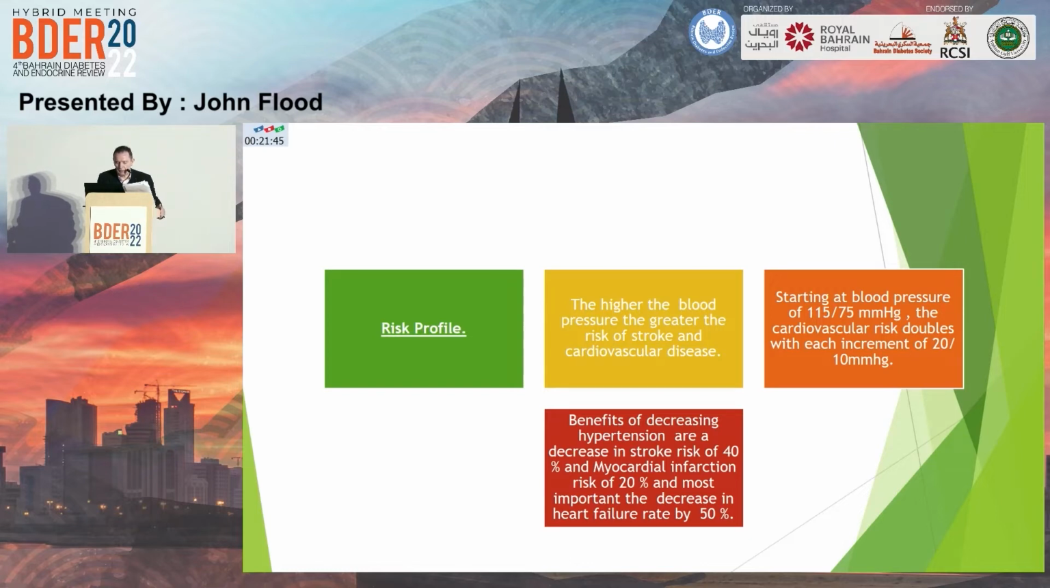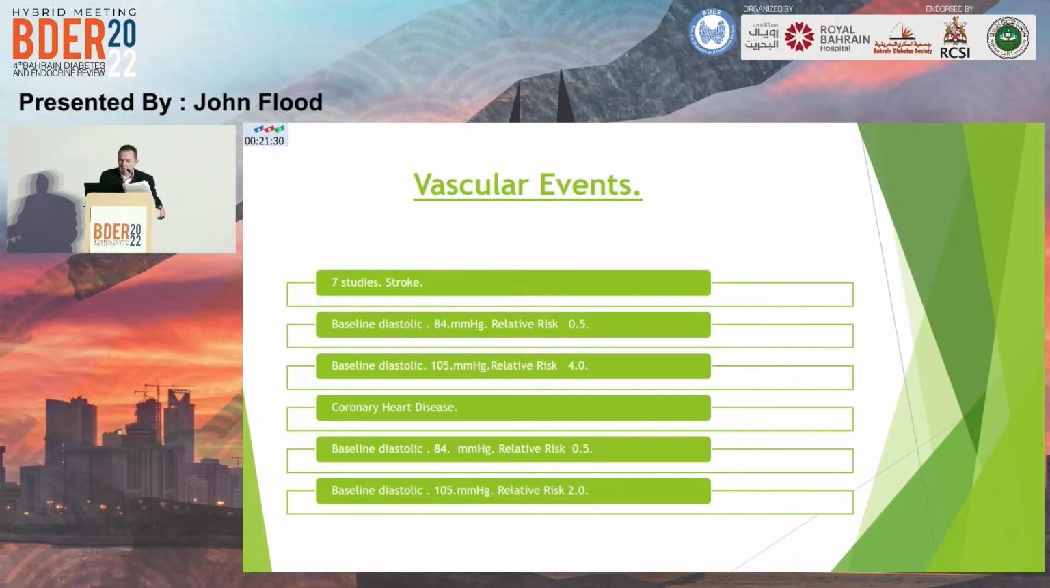So what is the influence of treatment? Well, the stroke rate drops by 40%, the myocardial infarction rate drops by 20%, and even more importantly, the heart failure rate drops by 50%. So it is really important to have good hypertension management. This is a summation of a number of studies I put together, and it shows that the risk for a cerebrovascular event is much more than the risk for coronary disease. As you can see, as your diastolic goes from 84 to 105, your stroke risk goes from 0.5 to 4, and the heart goes from 0.5 to 2. So it's a much more important risk factor for cerebrovascular events than it is for coronary events.